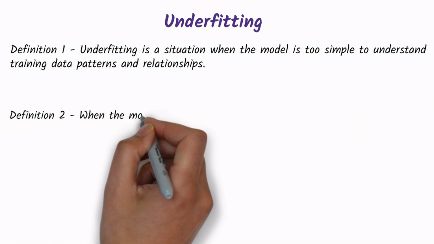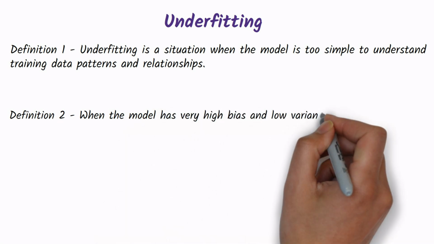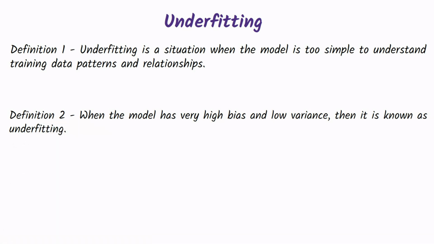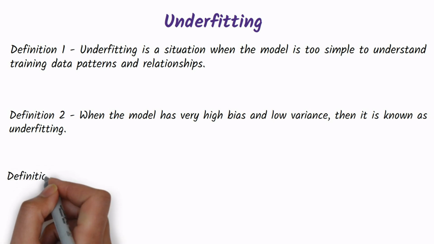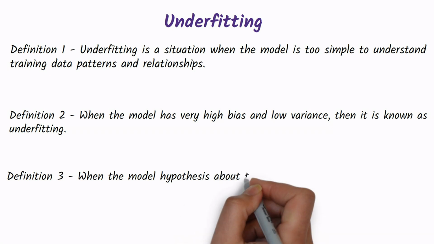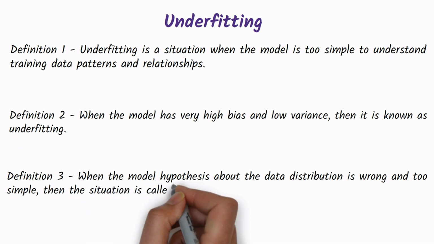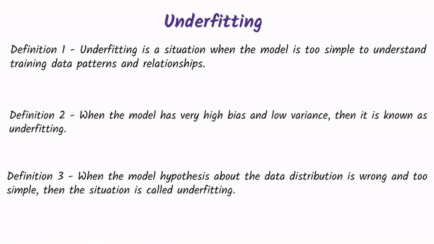Second definition would be when the model has high bias and low variance, then it is known as underfitting. So if you have already known bias and variance, you'd get the idea. So underfitted model has high bias and low variance. Or in another way, we can say when the model hypothesis about the data distribution is wrong and too simple, then the situation is called underfitting. Okay. So basically what we are trying to say, the model does not explain the data very well because it is too simple to follow the complex pattern of the data.